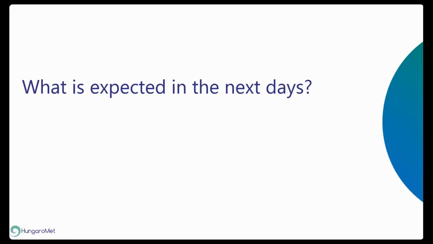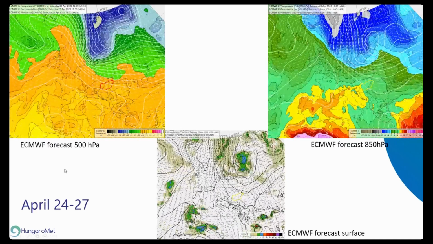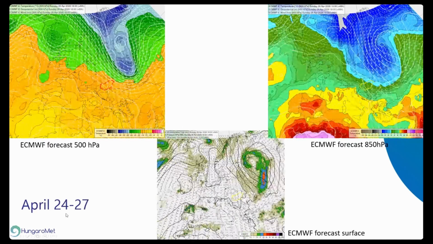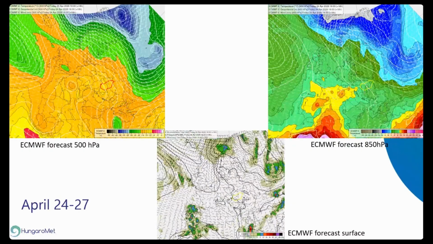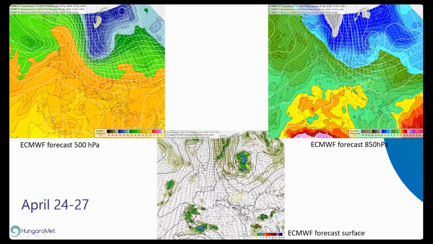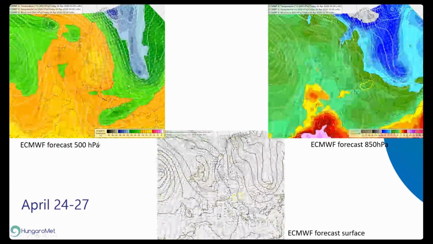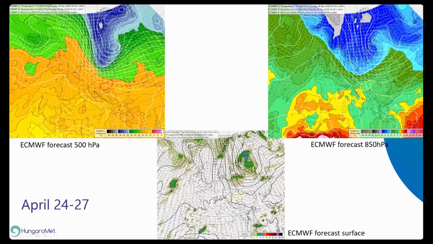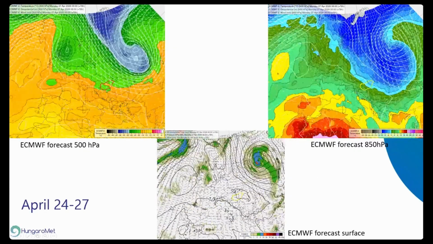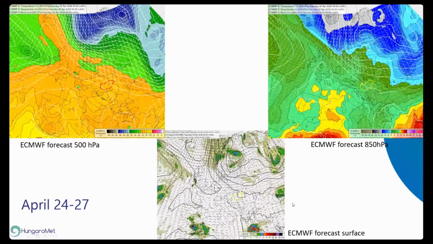So let's see what is expected in the next couple of days. Here we have 3 loops showing you the ECMWF forecast from today until the 27th of April. In the top corner, you see the 500 hectopascal geopotential, temperature and wind. We have the 850 hectopascal geopotential, temperature and wind, and we have also the mean sea level pressure and the 6-hourly accumulated precipitation in the bottom.